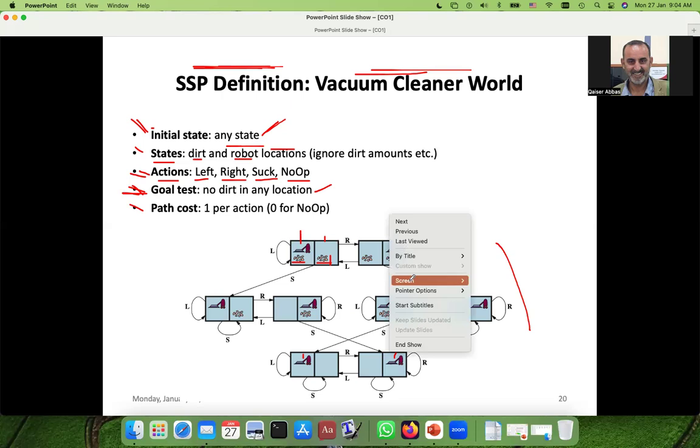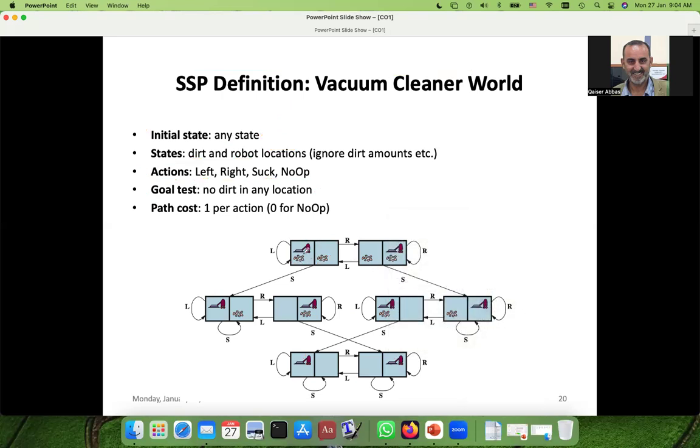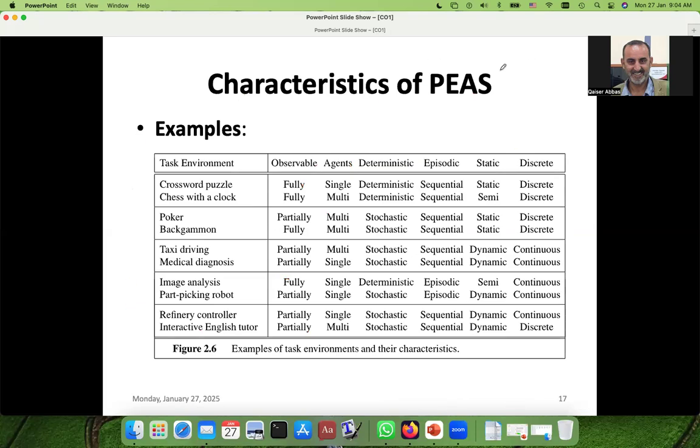Okay, suppose you are starting from here, where the two squares have dirt, and your robot is at square A. And according to the vacuum cleaner world, if the vacuum cleaner agent finds the dirt, it will do what? According to that previous algorithm.